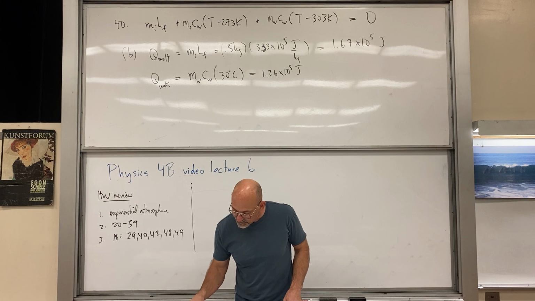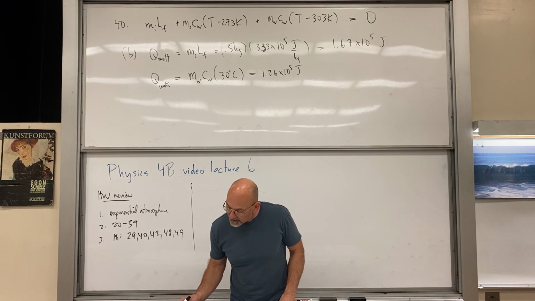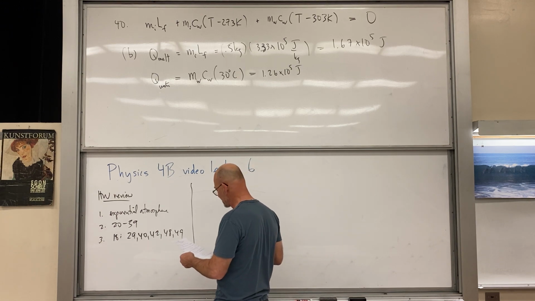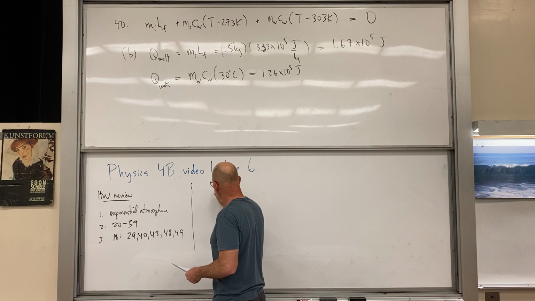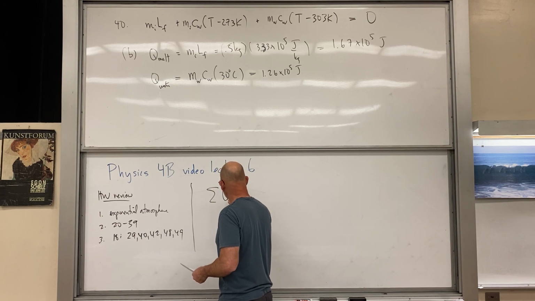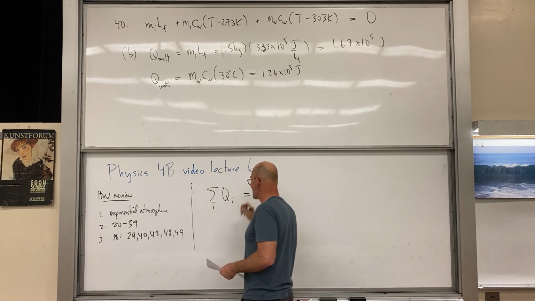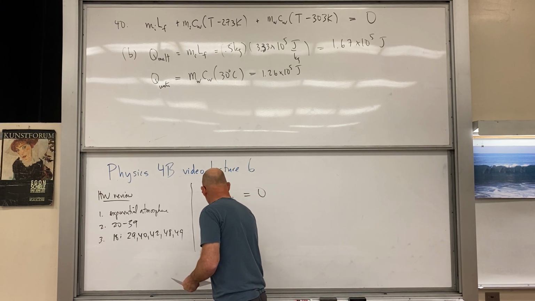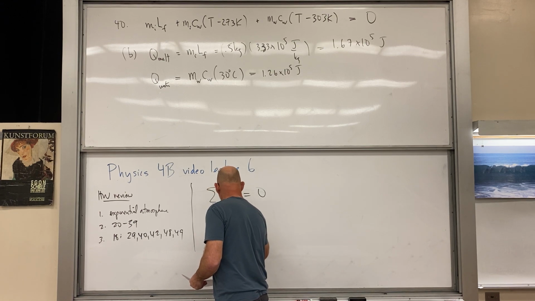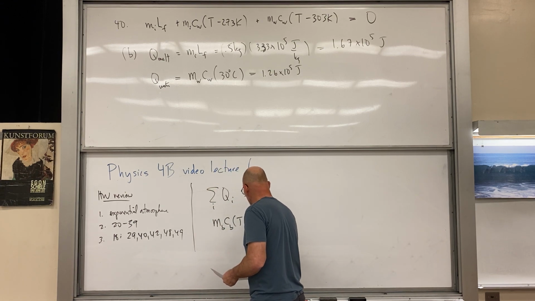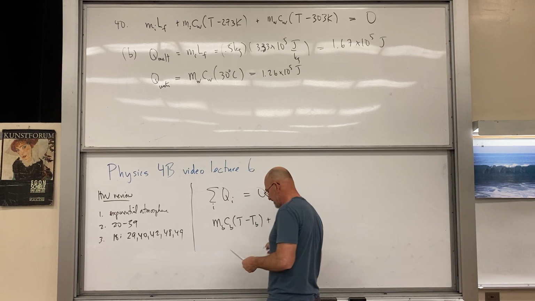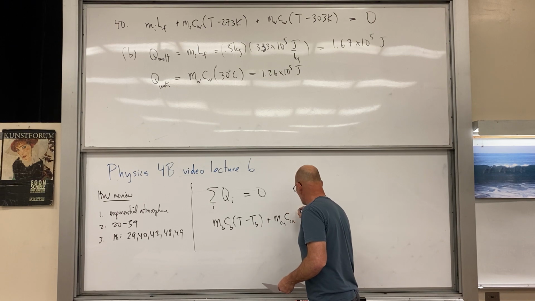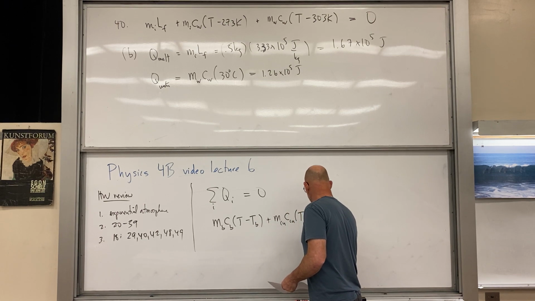Let's see what I have here for this. Yeah, here's what I have. Everything's going to add up to 0. So the sum of all these Q's is going to add up to 0. So you write this thing out, you've got the mass of the block, specific heat of the block, final temperature minus the initial temperature of the block. And then you have however much copper you have there, specific heat of copper, T minus the initial temperature of the copper.